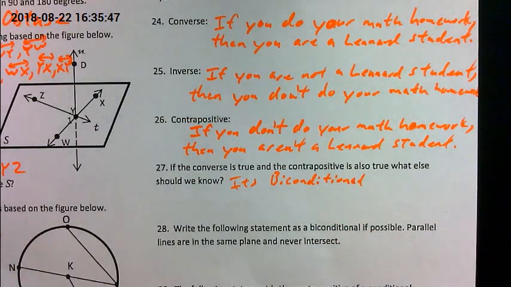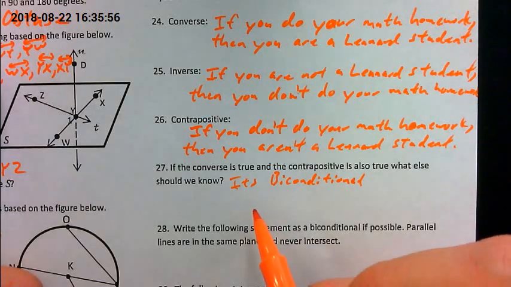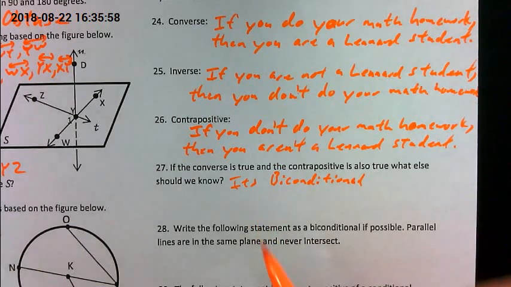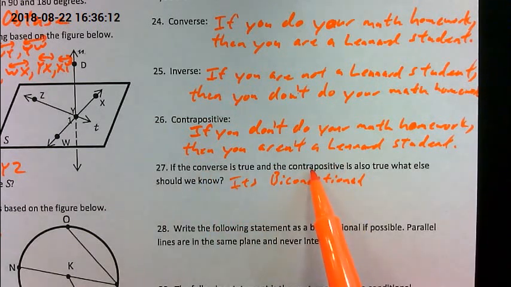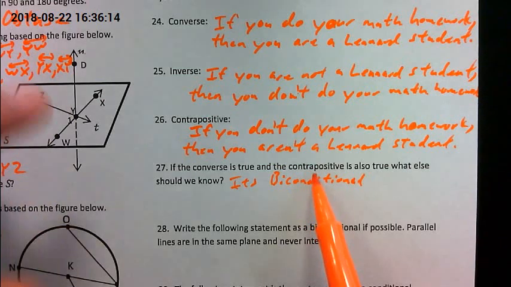What else? Because if it's biconditional, that means that we knew other stuff too, right? Oh, the other ones are logically equivalent. What other ones? The conditional one and the inverse. All right, so the inverse would also be true, and the conditional would also be true, because inverse is logically equivalent to converse, conditional is logically equivalent to contrapositive.